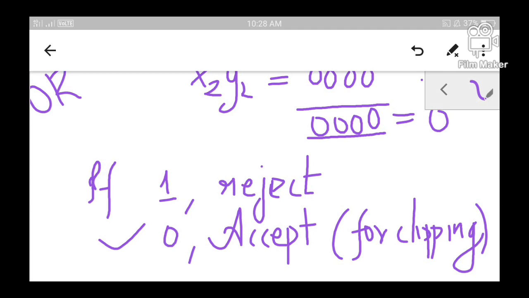What if you are getting a 1? After the bitwise OR operation, if you are getting a 1, then it clearly indicates that the line is completely outside the window and it needs to be rejected.